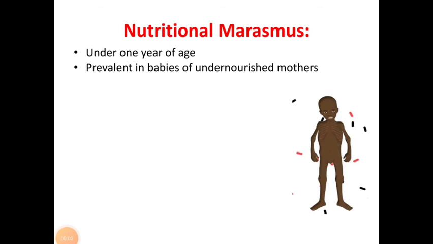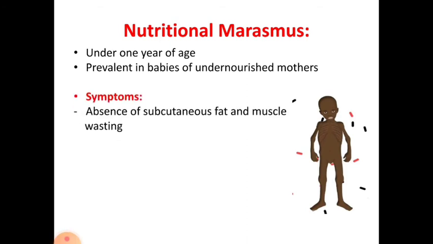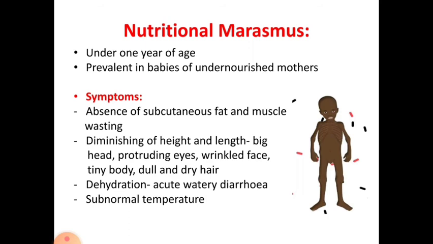Children with nutritional marasmus show symptoms like absence of subcutaneous fat and muscle wasting. They have diminished height and length, and they show a big head, protruding eyes, a wrinkled face like the elders, a tiny body, and dull and dry hair. They have dehydration because of acute watery diarrhea. They also show subnormal temperature and low pulse rate. They show a continuous feeling of hunger.